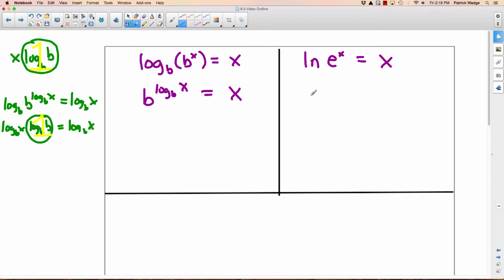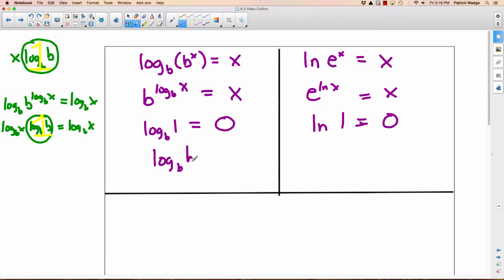Similarly over here, if you have e to the natural logarithm of x, it equals x. Okay, next one. The base b logarithm of 1 equals, b to the what equals 1? b to the 0 equals 1. And similarly, the natural logarithm of 1 has to equal 0, because e to the what equals 1? e to the 0 equals 1. Finally, the base b logarithm of b equals, that's what we talked about up here. Should have done this one first, I suppose. It equals 1, and same with this.